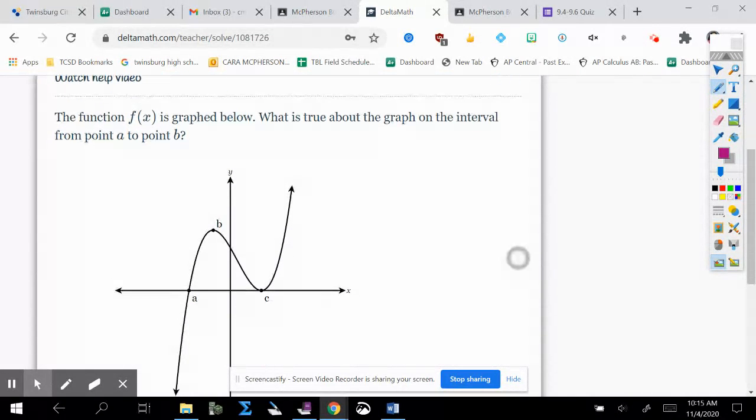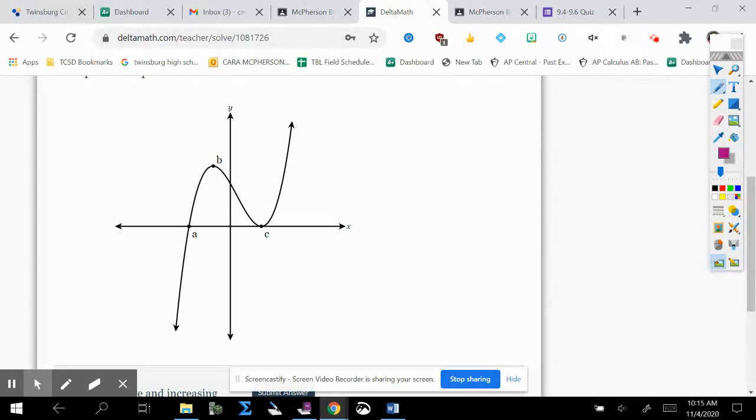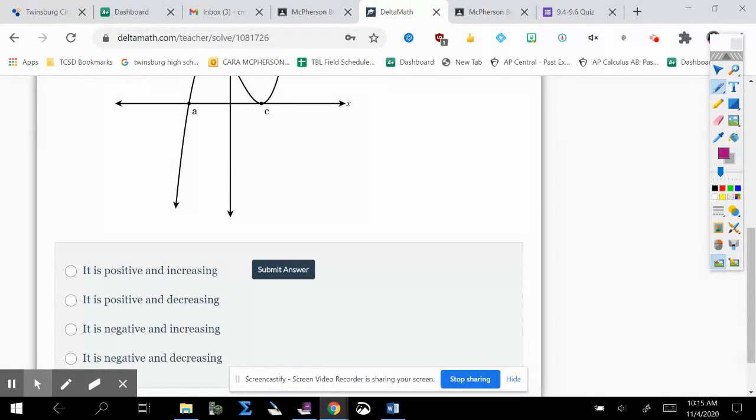So this one wants to know, what do we know about point A to point B? So find point A and point B on the graph. To get from A to B, you do have to go up. So since you're on your way up, that means that it is increasing. It's like you're going up the hill on the roller coaster. But then the location from A to B is always above the x-axis. So since it's above and on its way up, it is positive and increasing.